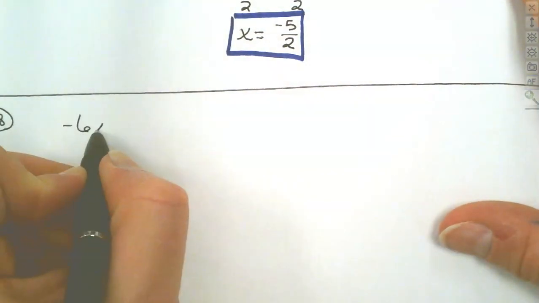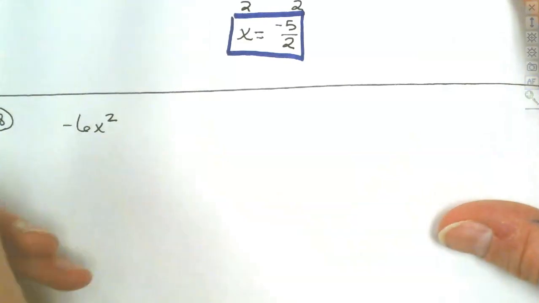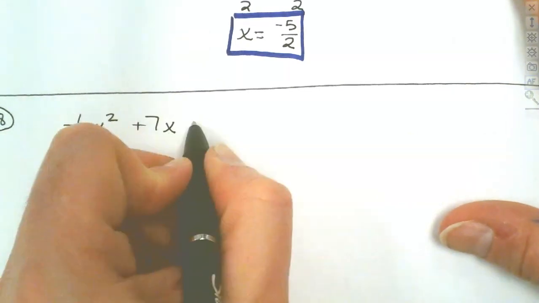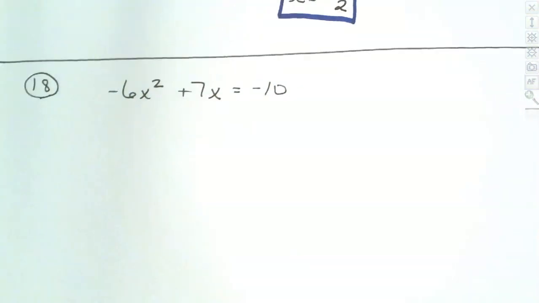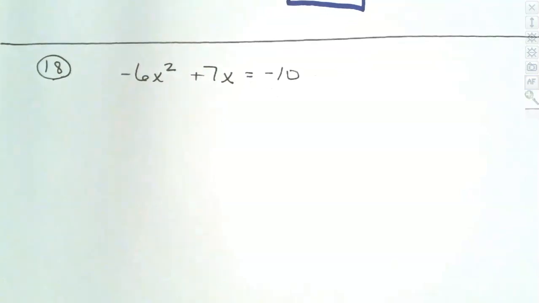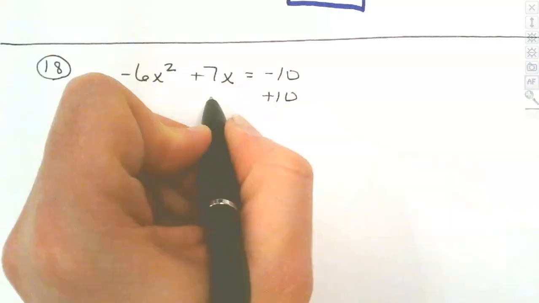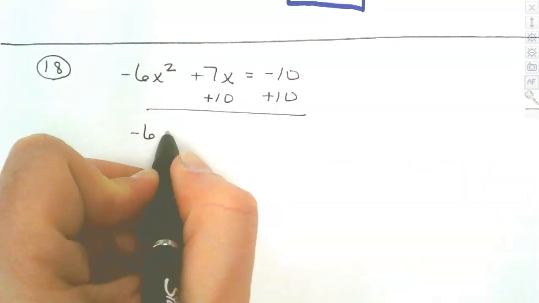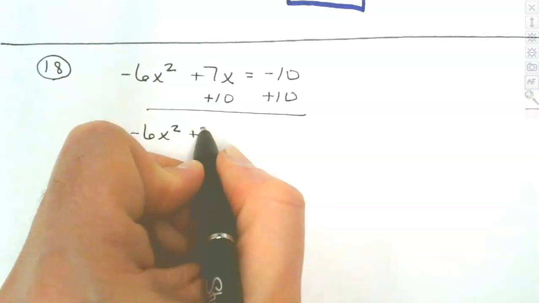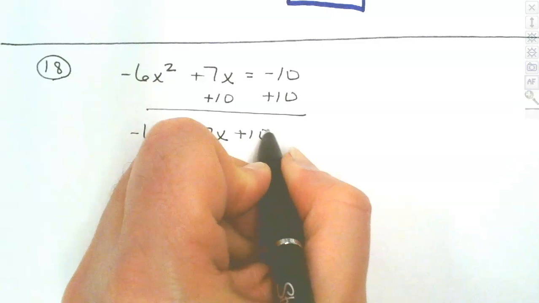So we've got a minus 6x squared plus 7x equals a negative 10. And this one's a little bit different because we never want to start with a negative. And so if it begins with a negative, after we set it to 0, we change all of our signs. We multiply it by a negative. So I begin by working this out. Add that 10. So then we have a negative 6x squared plus 7x plus 10 equals 0.